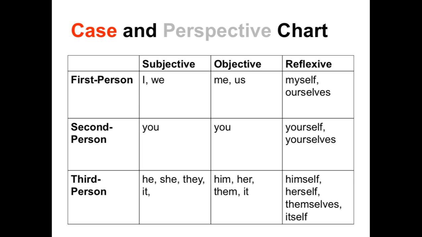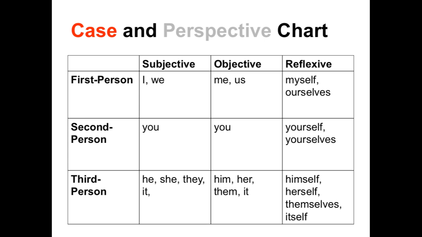Pronoun perspective. Let's go from left to right, top to bottom, first focusing on the first person pronouns. The first person pronouns that are subjects, or in subjective case, are I and we. The first person pronouns that are objective case are me and us. And the first person pronouns that are reflexive case are myself and ourselves.